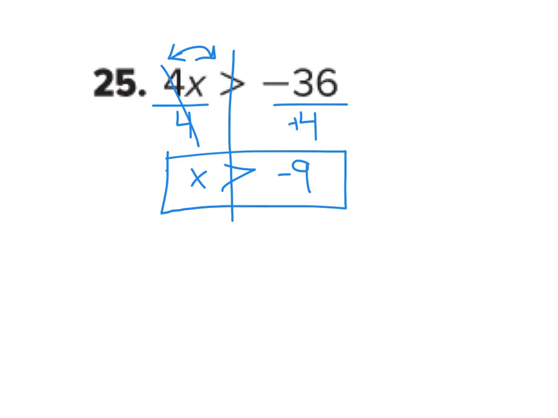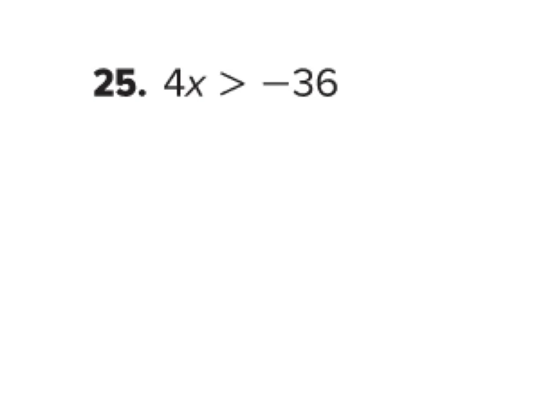So I would have an open circle at -9 because I have a greater than sign. Think of this as an arrow, and I would shade my number line to the right at -9. So what that means is that if you were to plug in any number that is larger than -9 for your x, this side will be greater than -36.